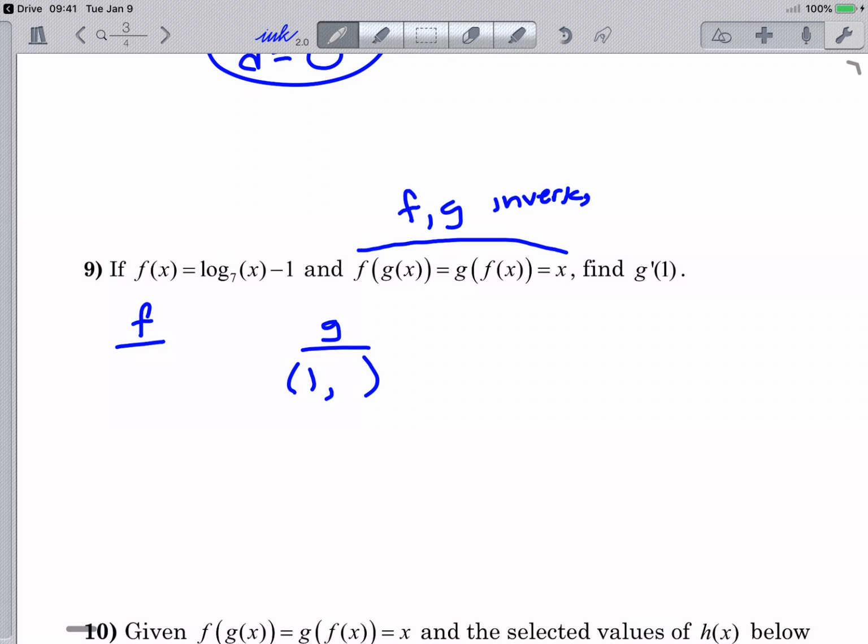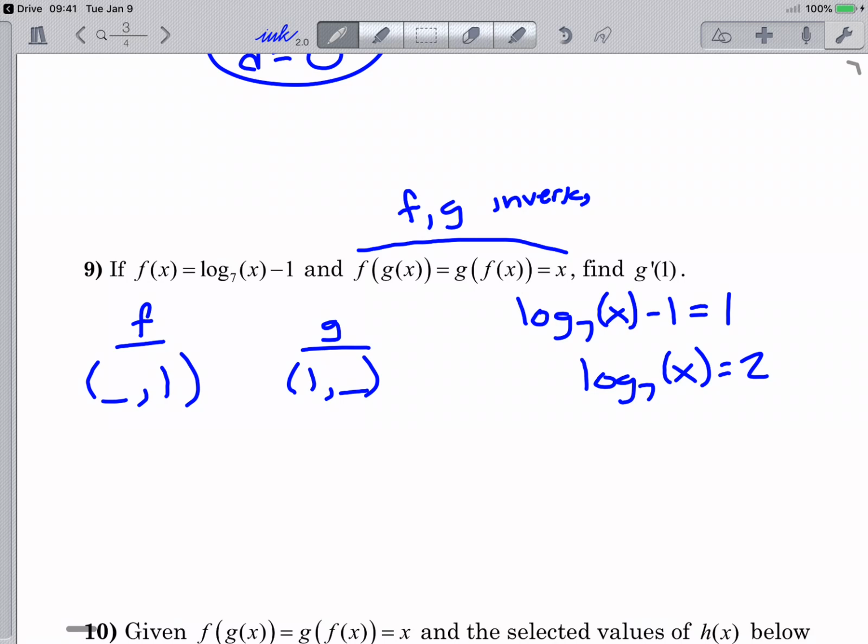Well, I don't know what the y value is there, but I do know that f is going to have a y value of 1 when g has an x value of 1. So I want to work with these two interchangeably, and whatever goes here is going to go here. So I need to set my original function, log base 7 of x minus 1, equal to 1. Well, what should I do? I should add 1 to both sides, and I get log base 7 of x equals 2. If you remember your rules of logs and exponents, this is really just 7 squared equals x. So x is 49, which means this value is 49, which means my y value over here is 49.